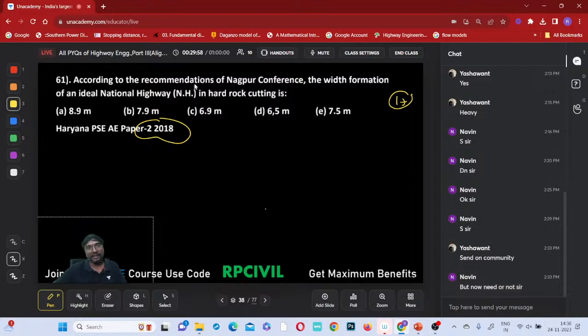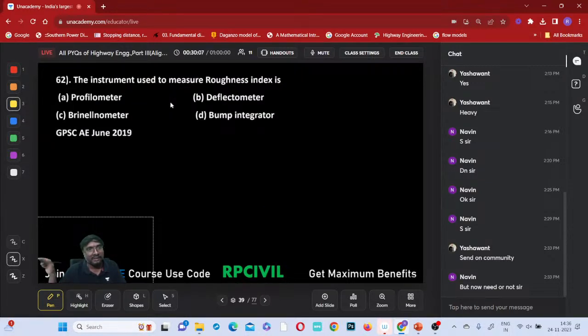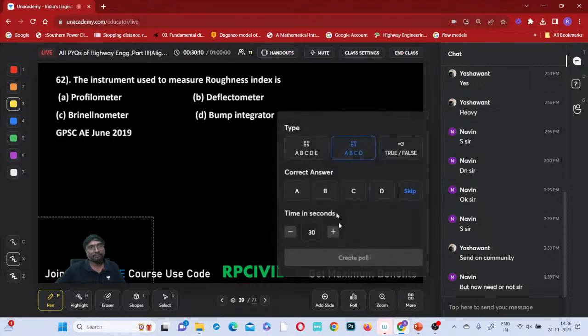So according to which one? According to the recommendations of the Nagpur conference, the width of formation of an ideal national highway in a rock cutting, whenever it is a hard rock cutting, it is 7.9 meter. We have to select it, right? Select the answer.